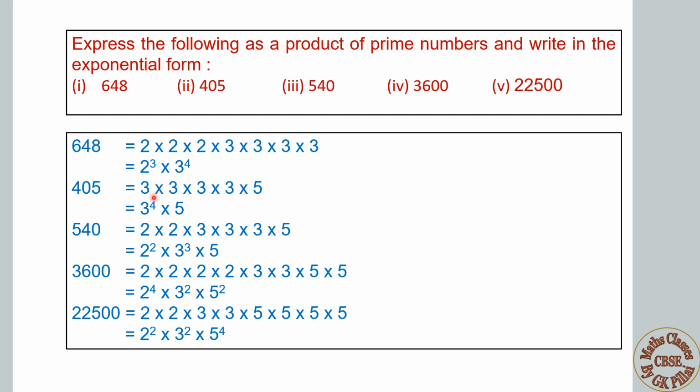405. Again, this is divisible by 3 and also 5. You will get the answer 3 to the power of 4 into 5. 540. Again, it's an even number and also it is divisible by 3 and 5. You will get your answer like this. 3600, your answer will be this. 22500, I think this is an extra question, so your answer will be this one.